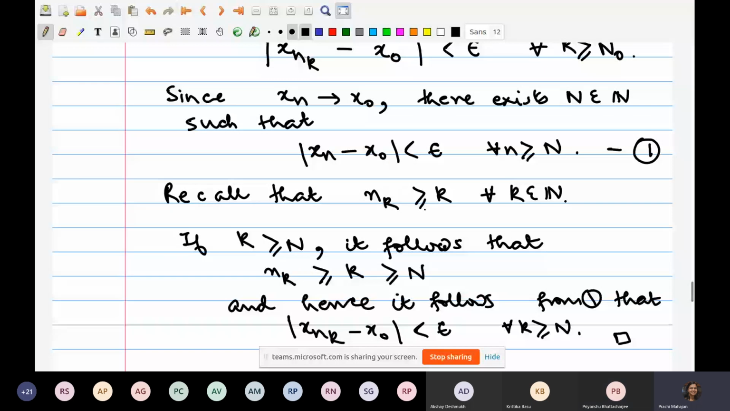Yes, I am choosing little k bigger than this cutoff capital N, so that the following inequality will follow. The first one, nk is bigger than k, is always true, and I am choosing little k such that I am just considering all those little k's which are beyond the stage capital N. And why am I doing this? I am interested in applying statement 1, which holds true only for integers bigger than capital N. Yes, that's the only reason I am doing this.